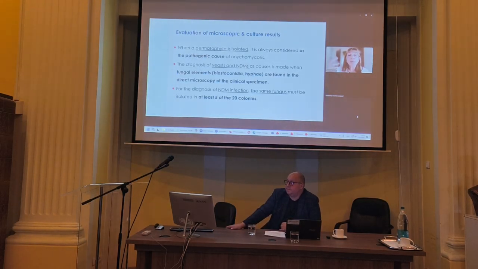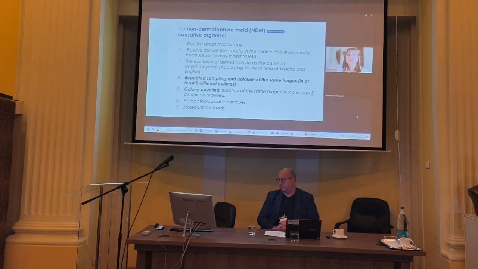So, what about the evaluation of microscopic and culture results? When a dermatophyte is isolated, it is always considered the pathogenic cause of onychomycosis. The diagnosis of yeast and NDMs as causes is made when fungal elements, blastoconidia and hyphae, are found in direct microscopy of the clinical specimens, and for the diagnosis of NDM infection, the same fungus must be isolated in at least 5 of the 20 colonies on the plate.